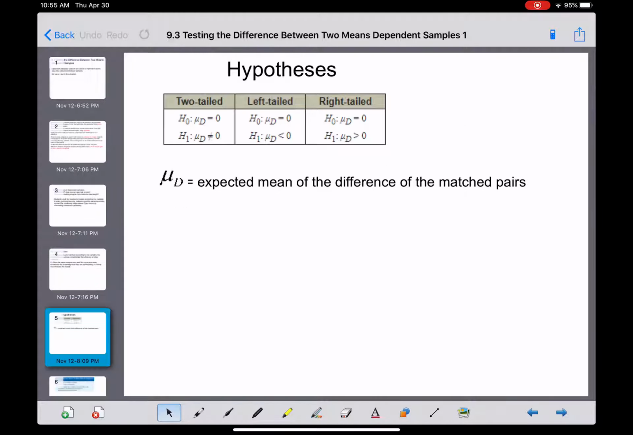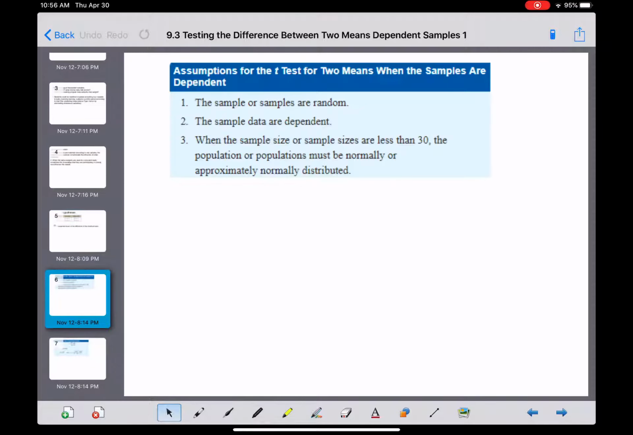Okay, so our hypotheses, we're going to use mu sub d. So d is going to be the expected mean of the difference of the matched pairs. Your difference is assumed to be 0, so that there's no difference between the two means. The alternative hypothesis is not equal to 0, or less than 0, or greater than 0. The assumptions for two means when the samples are dependent: the sample or samples are random, they are dependent, and they are normally distributed.